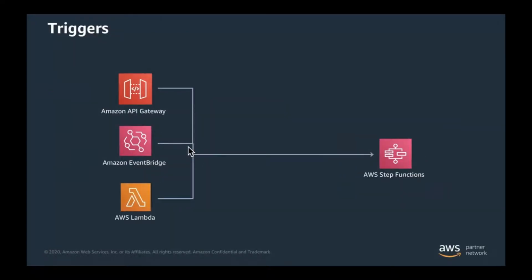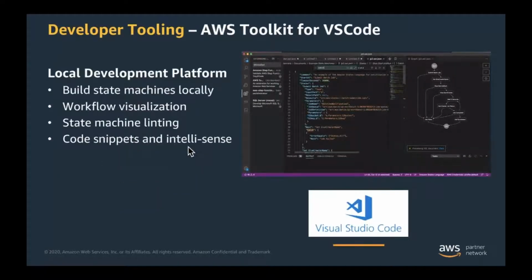We support multiple ways to trigger a Step Functions state machine execution. So we support API Gateway, EventBridge, which is the new CloudWatch Events, and Lambda. Each of these can be used to trigger a state machine execution.